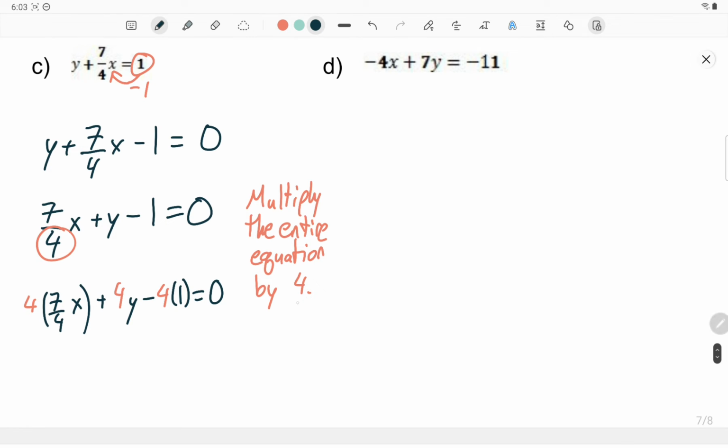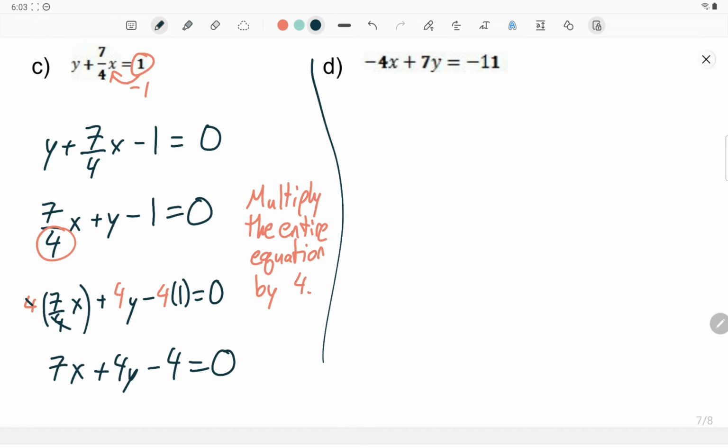And the reason why we chose to multiply by 4 is when you multiply this fraction here, well, you have 4 times 7 over 4. The 4 and the 4, in a sense, they just cancel out. And you're just left with 7x plus 4y minus 4 is equal to 0. And so there you have it. We now have standard form.